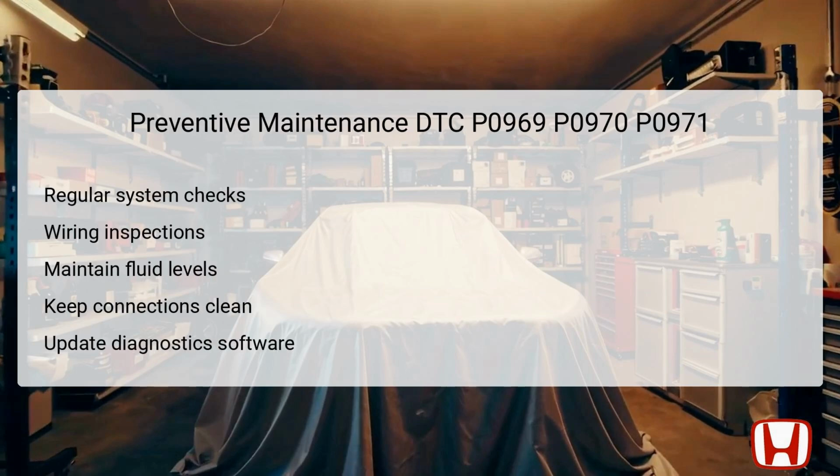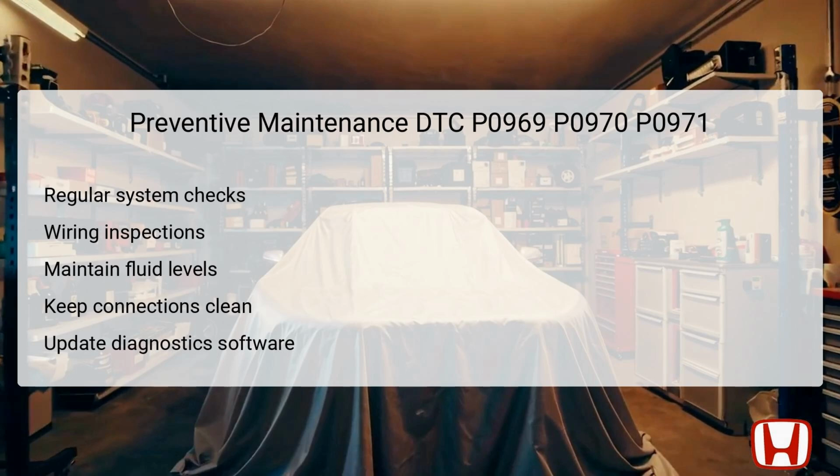Preventive maintenance is critical for the longevity and performance of the transmission system, particularly to avoid issues leading to DTC codes like P0969, P0970, and P0971. Regular system checks should be performed to catch any signs of wiring degradation or potential electrical issues before they escalate into larger problems. Inspecting the wiring regularly for wear, fraying, or corrosion can preemptively identify failure points.